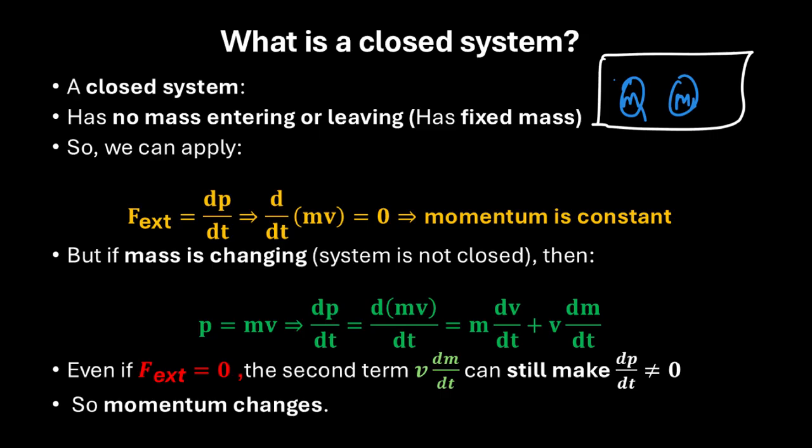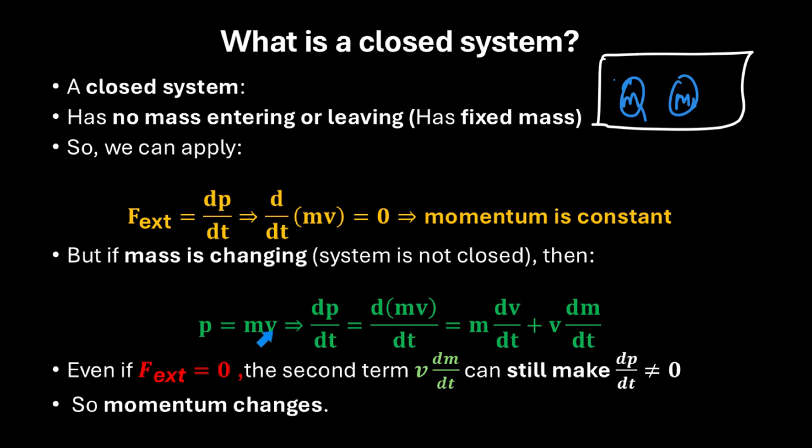Okay. So when we apply F external is equal to dP by dt, P is mv, so that becomes d by dt of mv is equal to 0, momentum is constant. Now, this is 0 only when mass is also constant. But if mass is not a constant, then what happens?